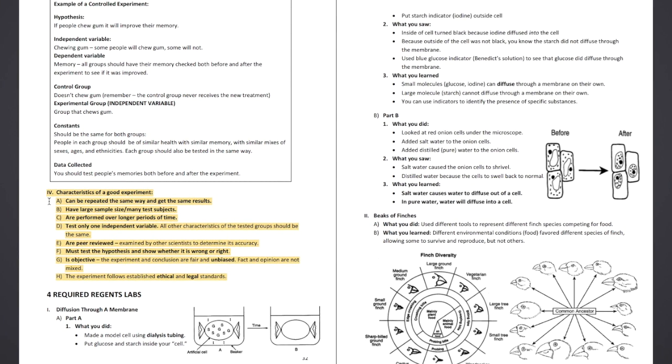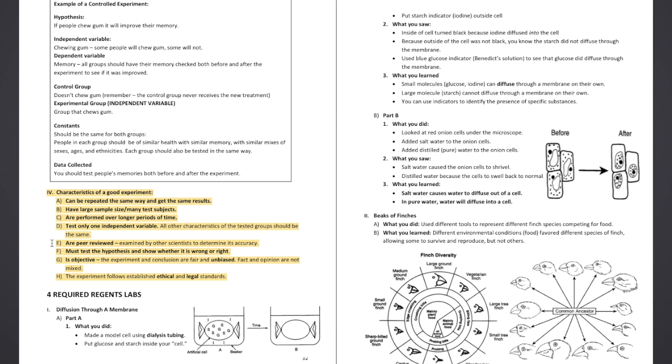4. Characteristics of a good experiment. A. Can be repeated the same way and get the same results. B. Have large sample size, many test subjects. C. Are performed over longer periods of time. D. Test only one independent variable. All other characteristics of the tested groups should be the same.